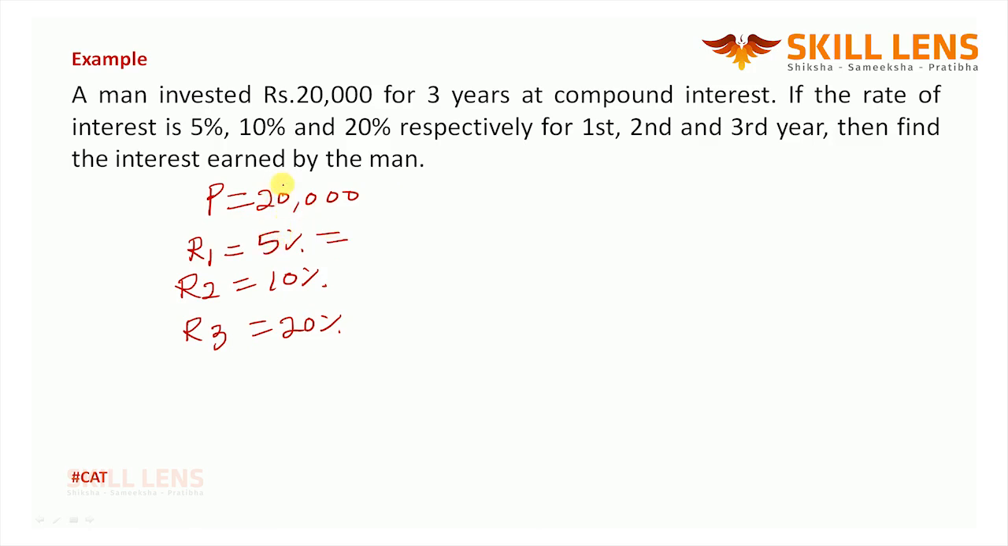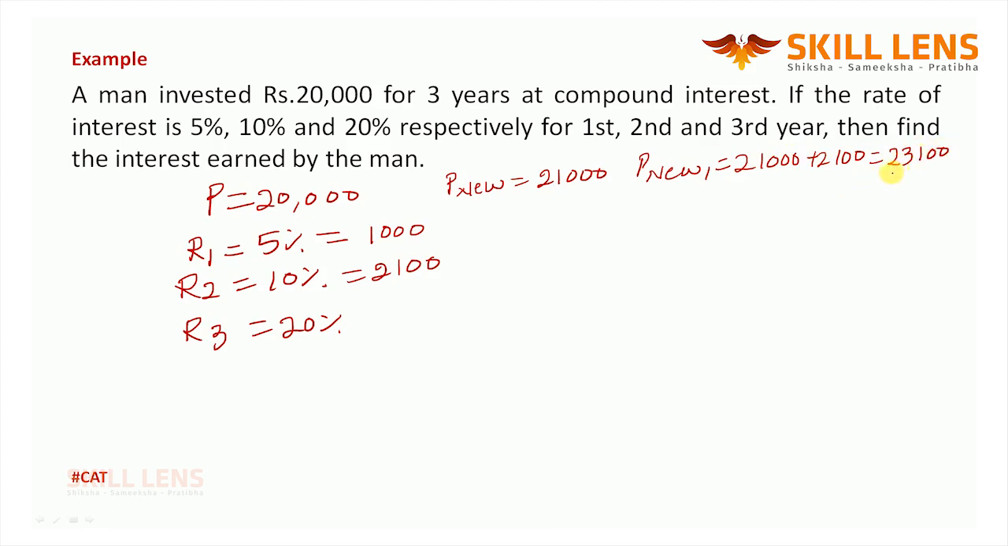So now let's calculate the first year interest. On 20,000, 5% is what? 1,000 rupees. What is the new principal? The new principal is going to be 21,000. On 21,000, what is 10%? Which is 2,100. And what is the new principal? The new principal is going to be 21,000 plus 2,100, so it's going to be 23,100.